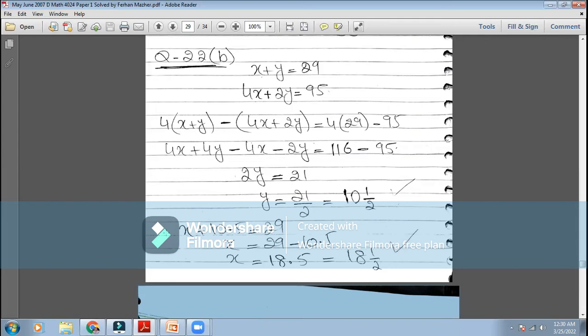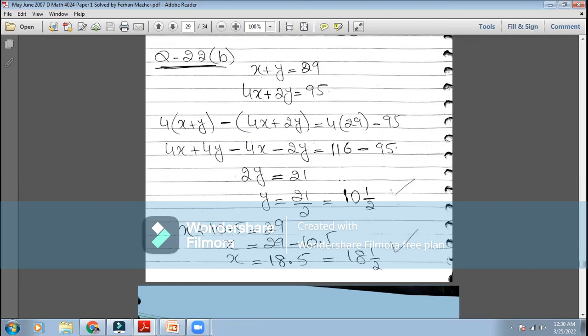So the left side of the first equation is multiplied with the 4. 4 bracket x plus y bracket close minus the second equation's left side, that is bracket 4x plus 2y bracket close, and the first equation's right side will be multiplied with 4 also. So 4 into 29 minus 95. So you will have 4x plus 4y minus 4x minus 2y equals 116 minus 95. So you are left with the 4x minus 4x, they will be cancelled. 4y minus 2y, you are left with 2y, 116 minus 95, and that will be 21. So y will be equal to 21 by 2, and that will be 10 whole 1 by 2.